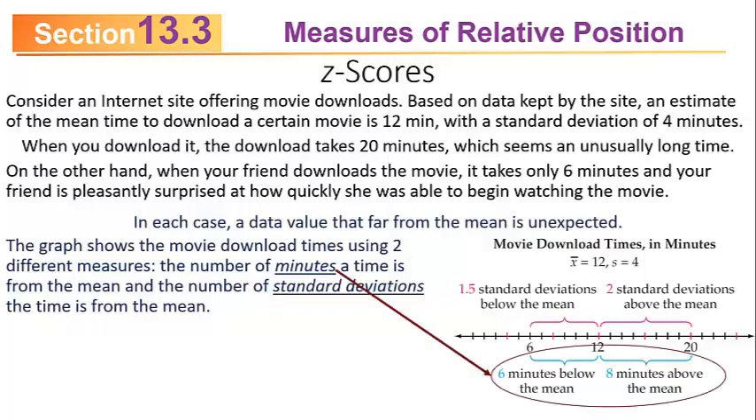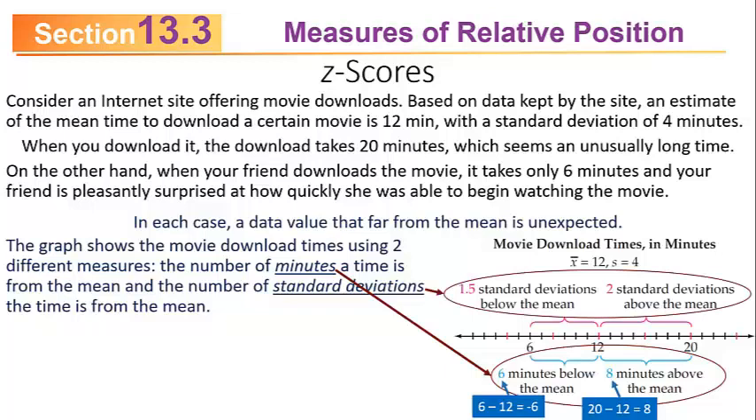Let's take those one at a time. First, the minutes. Remember that your time for the download was 20 minutes. Your friend's time was 6 minutes. The mean was 12, so your friend's time was actually 6 minutes below the mean time. 6 minutes minus a mean of 12 results in a difference of -6. That means that your friend's download time was 6 minutes below the mean time. Your time, on the other hand, was 20 minutes. That's 8 minutes above the mean time. So in terms of minutes, your friend's time for downloading the movie was 6 minutes below the mean. Your time was 8 minutes above the mean.